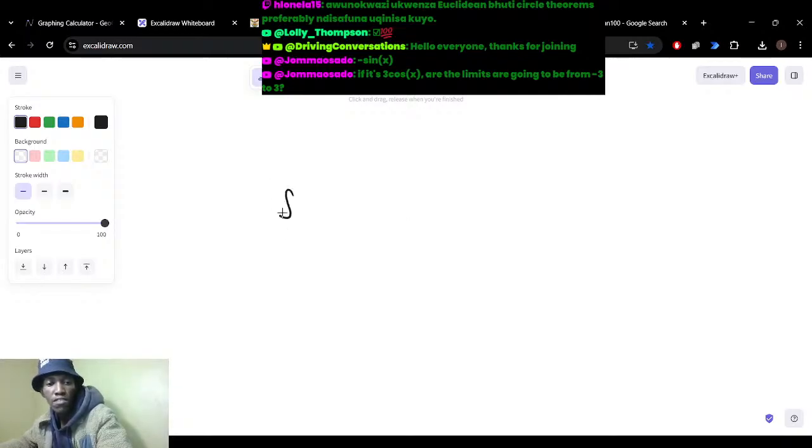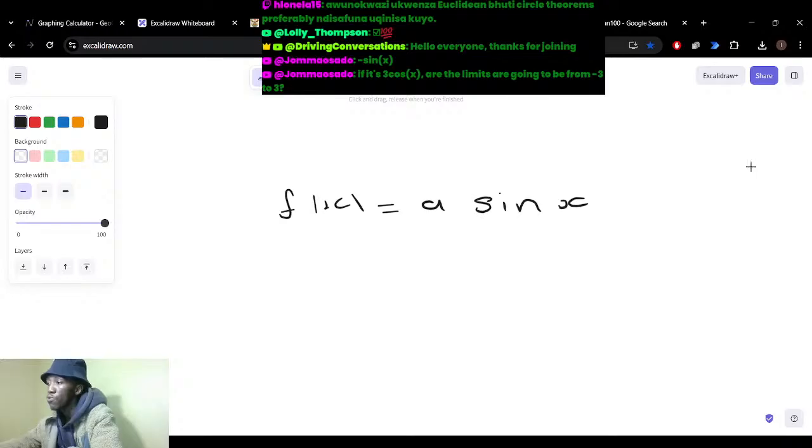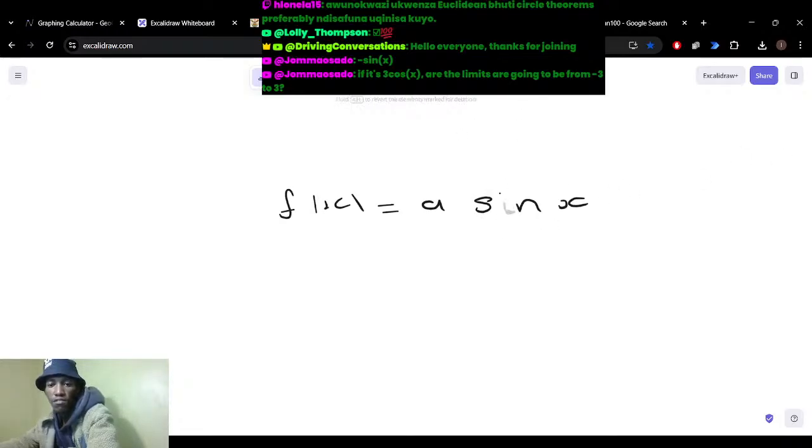Okay, given an equation, Joma, just see up. So this is, okay, rather a sine x, right? So 3 cos. Okay, let me just write 3 cos as you have written.